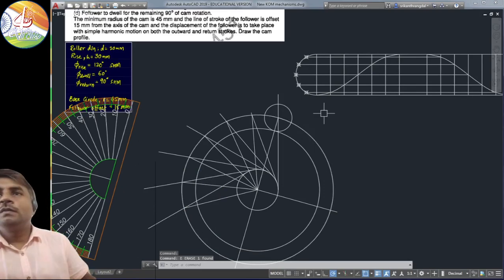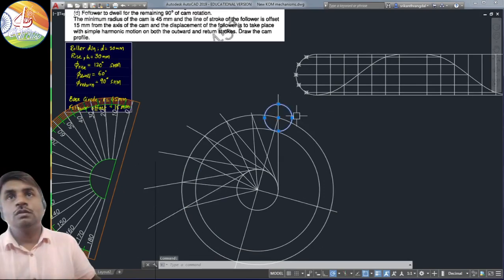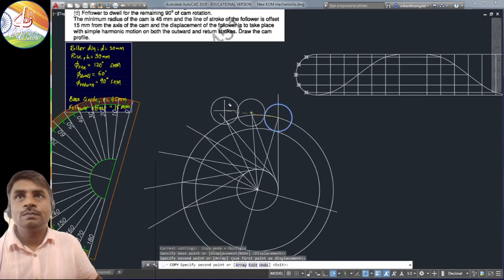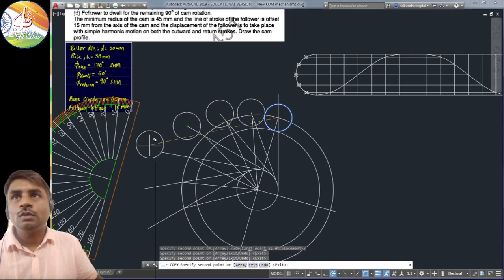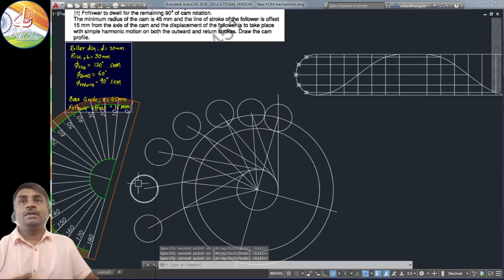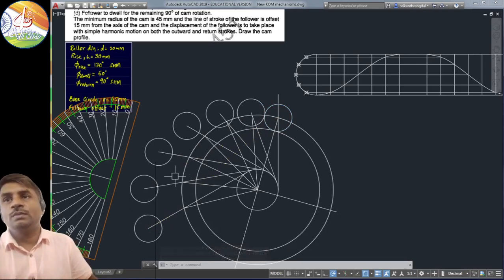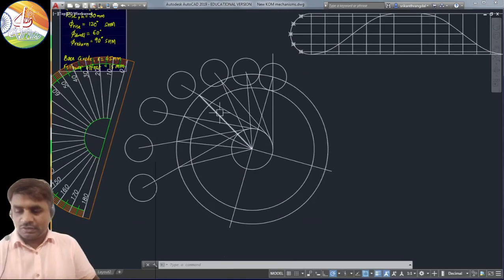Okay, so we have now got all the positions of the roller. Then we just need to copy the roller to all these points. Fine. And our cam profile needs to be tangential to all the circles. So it should pass through all the circles as if it is touching them. Fine. So let's go ahead and draw that.